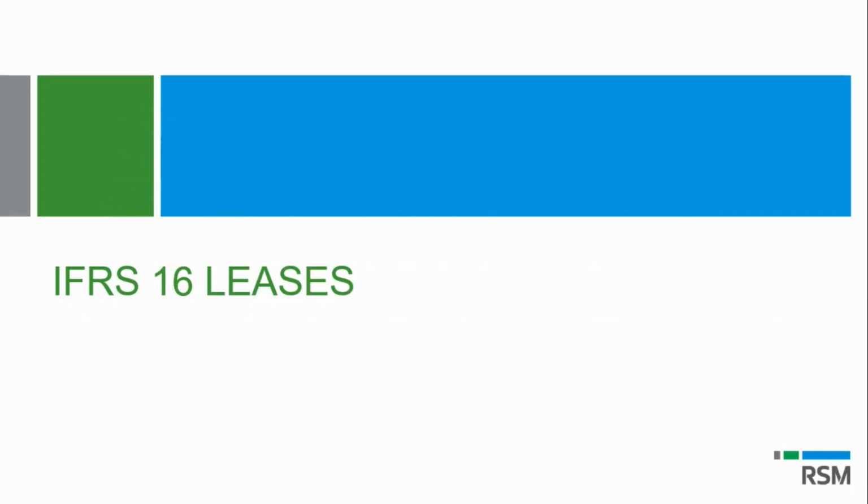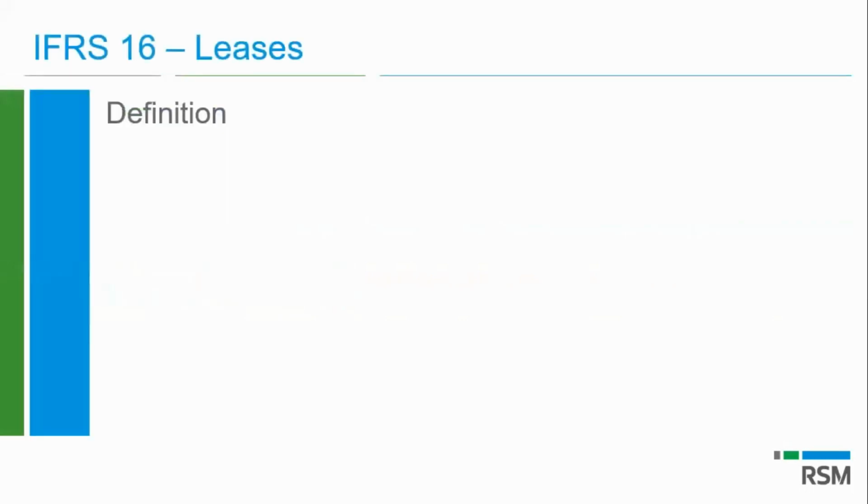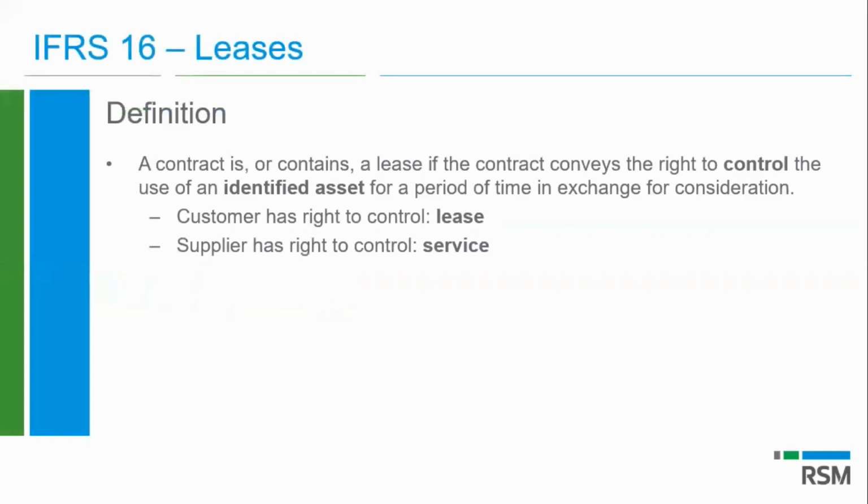So just flowing into it and looking at some of the definitions, there's really only two definitions that I'm dealing with, and the one is, what is a lease? A contract is or contains a lease if it conveys the right to control the use of an identified asset for a period of time in exchange for consideration. So pretty straightforward. You have the right to use a specific asset, and you pay for that right to use it.